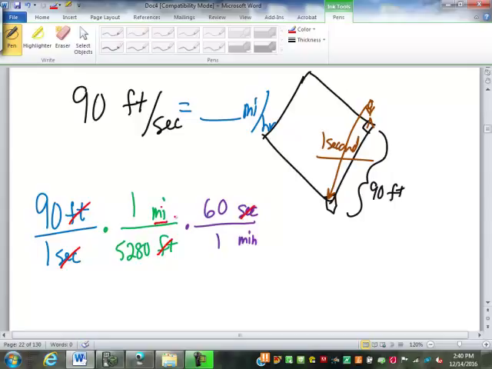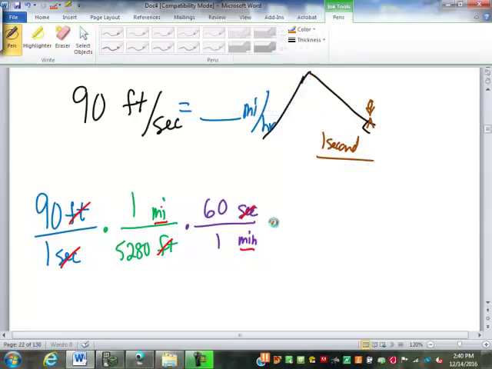We now have miles on top and minutes on bottom, which is not quite where we want to be. So we're going to get rid of minutes. We have miles per minute right now. Let's put minutes on top, and we have a conversion between hours and minutes. 1 hour is 60 minutes. So now the minutes cancel out. Now we have miles on top and hours on bottom. That's where we wanted it.